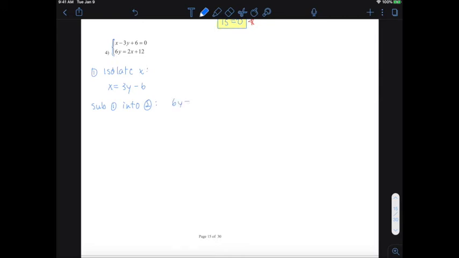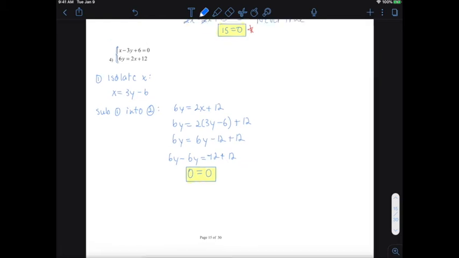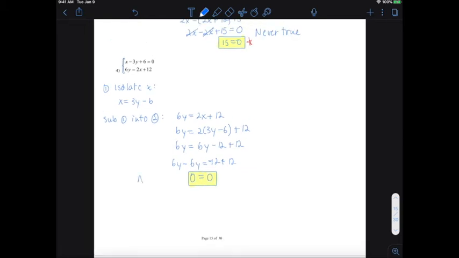I have 6y equals 2x plus 12. I'm going to sub in 3y minus 6 in for x. 6y equals 6y minus 12 plus 12. And again, this is not a mistake. Okay, what we end up getting is 0 equals 0. So it looks similar to the previous case, but actually we're in the other scenario where instead of it being never true, this is actually always true.